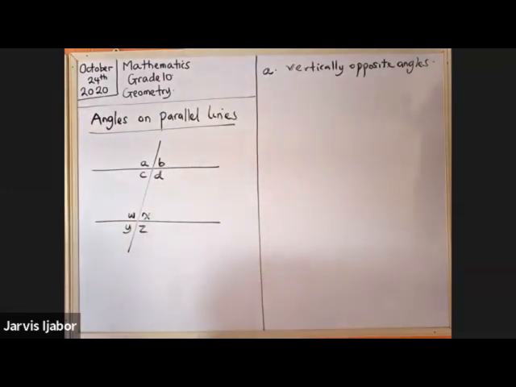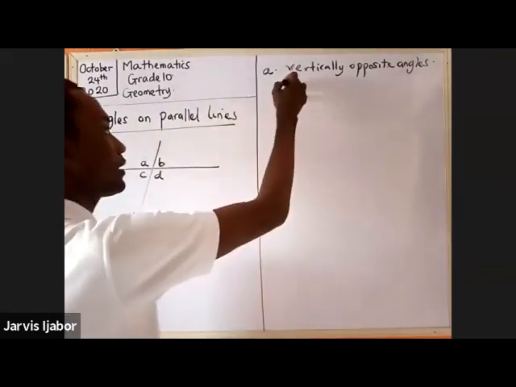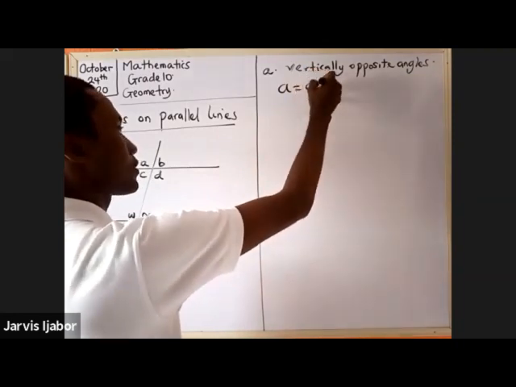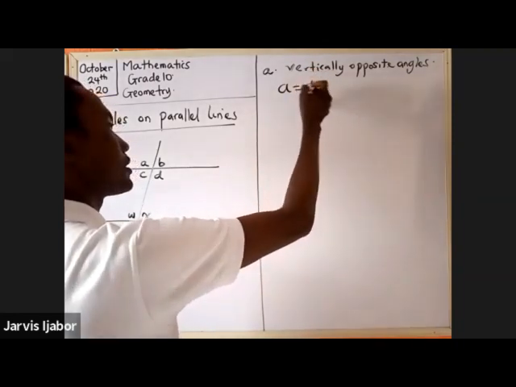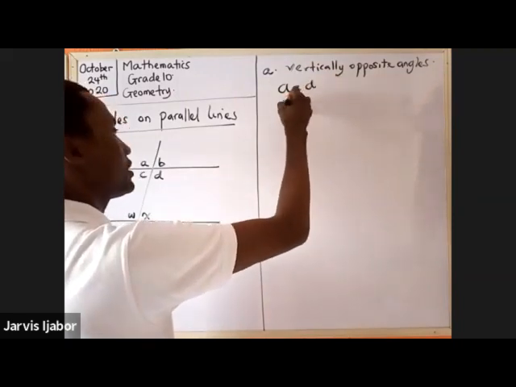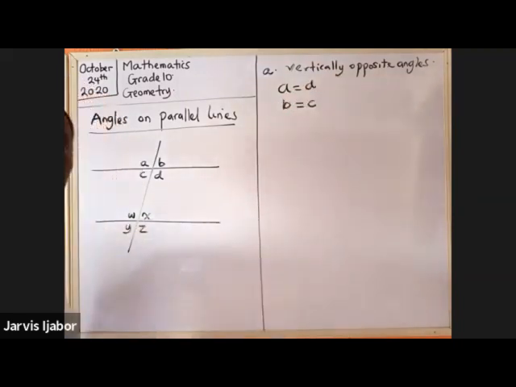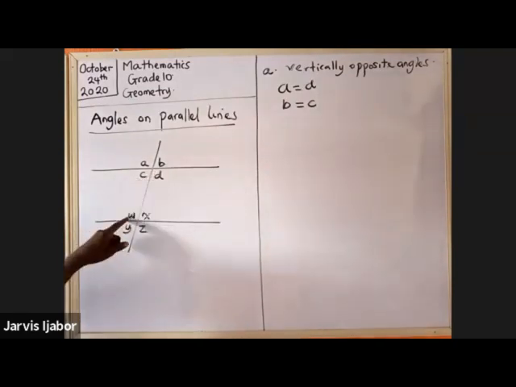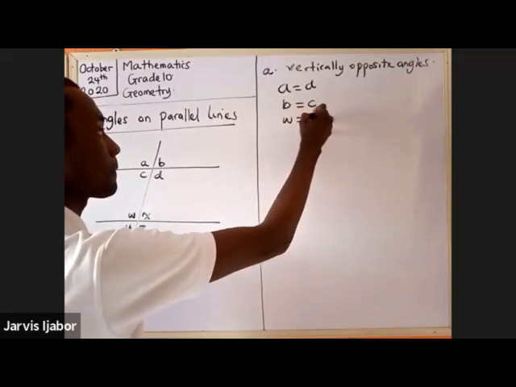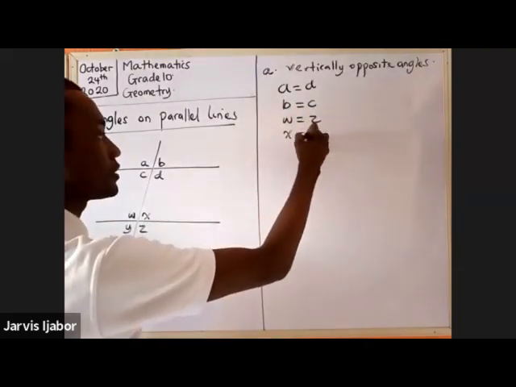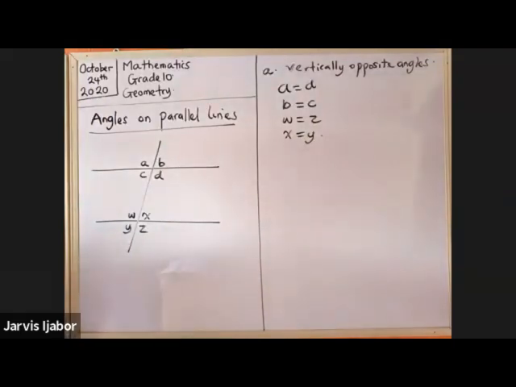So let's try to name them out. You discover that A is equal to D, or B is equal to C. I'm trying to get out A is equal to D, B is equal to C, W is equal to Z, and X is equal to Y. Is that not so? That's the first thing we need to consider.